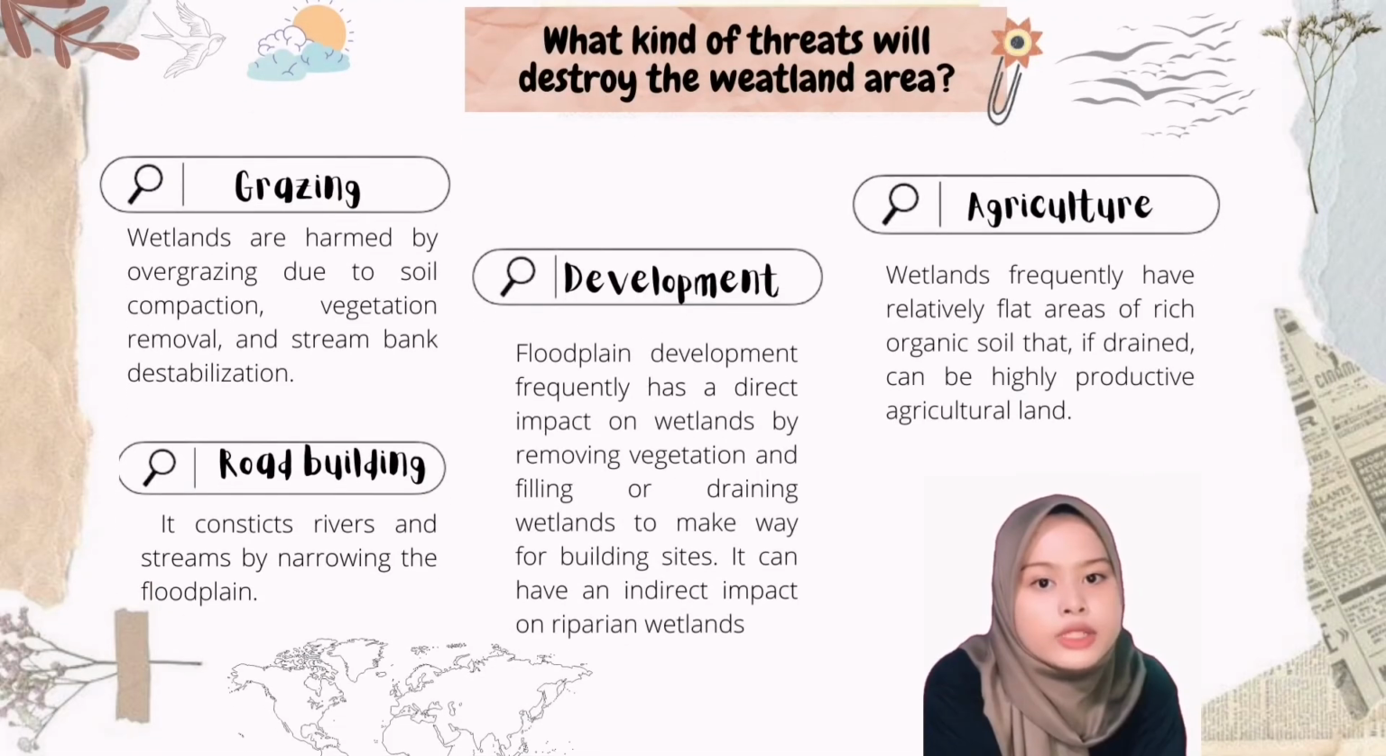What kind of threats will destroy wetland areas? Firstly is grazing. Wetlands are harmed by overgrazing due to soil compaction, vegetation removal, and stream bank destabilization. Next is development. Floodplain development frequently has a direct impact on wetlands by removing vegetation and filling or draining wetlands to make way for building sites. It can also have an indirect impact on riparian wetlands.